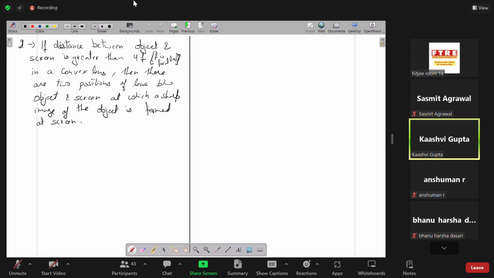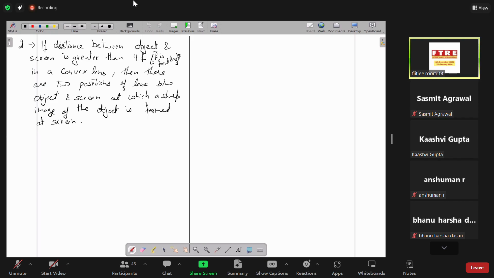So basically, ma'am, the whole meaning is that we can have two positions. One of them is (d plus under root d square minus 4df) upon 2, and the other one is (d minus under root d square minus 4df) upon 2, right?